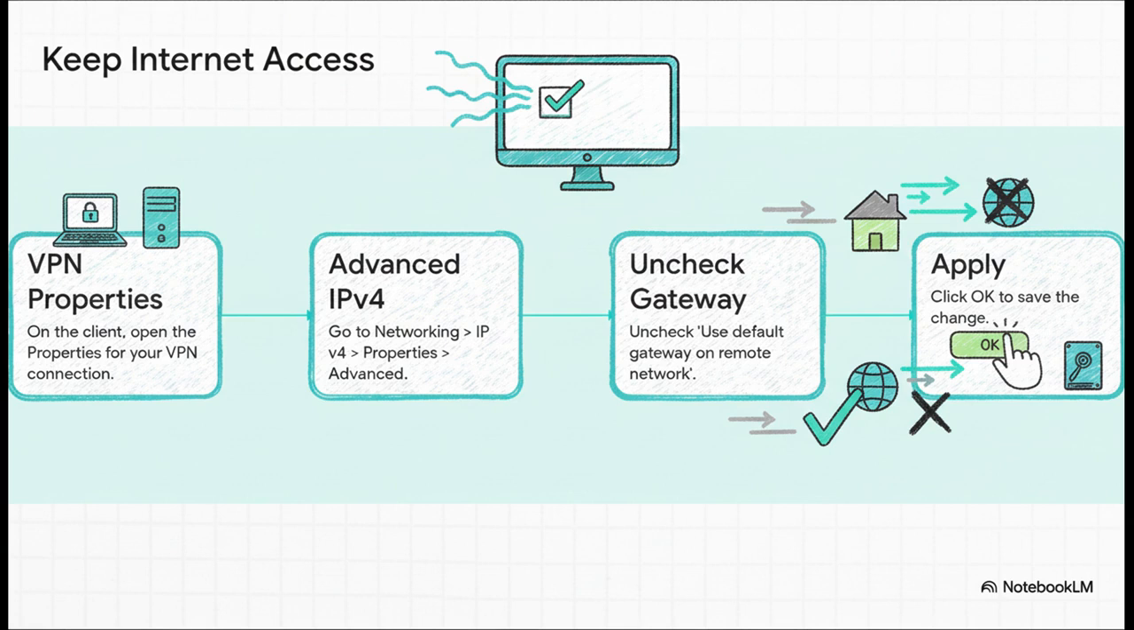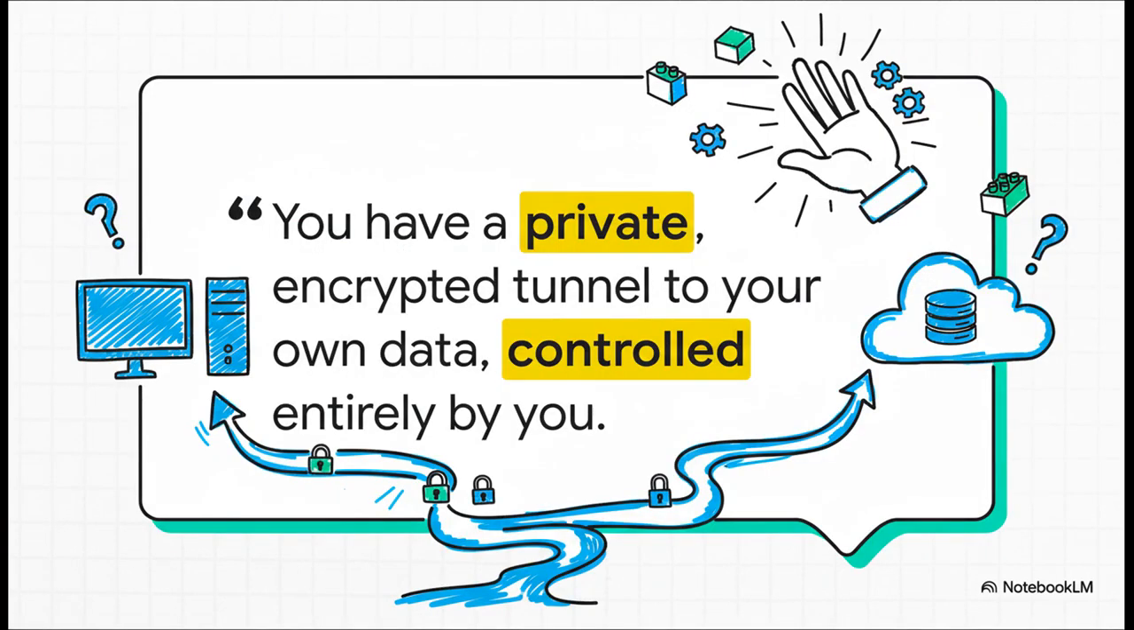So here's the fix. On your client computer, find the VPN connection's properties. Go to the Networking tab, into the IPv4 properties, then click Advanced. Just uncheck one box: Use default gateway on remote network. Click OK, and you're done. Now, only the traffic meant for your home files goes through the tunnel, and everything else uses the fast internet you're already on. And that's it.